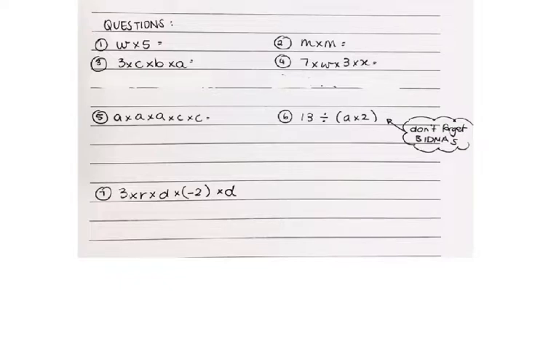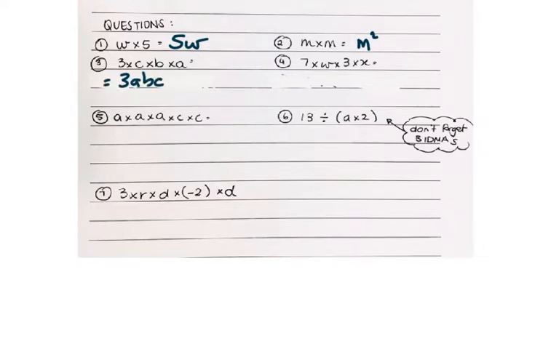So let's look at these questions. Question 1 is w times 5. If you remember our rule, we've got to write our number first. We don't write our multiplication sign, so it's 5w. Question 2 is m times m. We can use our index rule, so that will be m squared. The next one, 3 times c times b times a. That's going to be 3abc.